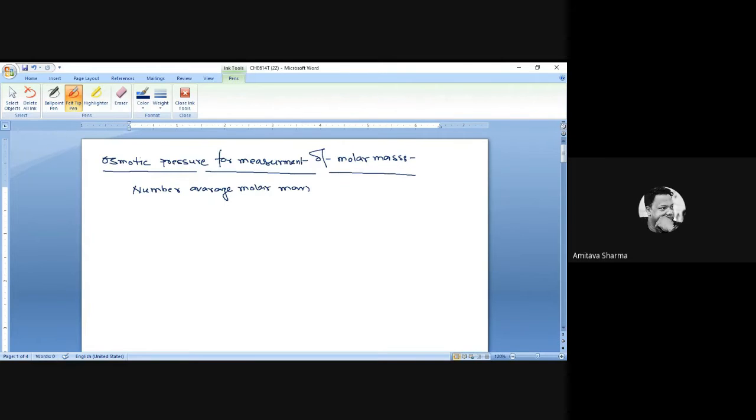So it determines the number average molar mass of polymer. There are other three methods also, such as relative lowering of vapor pressure, elevation in boiling point, and depression in freezing point. These three processes are not as sensitive as the osmotic pressure method. So the osmotic pressure method is the most used and gives the most accurate value of the molar mass in comparison with the other three colligative properties.